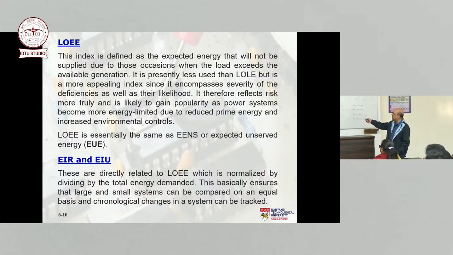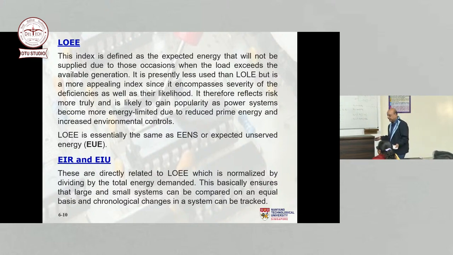So if the energy index of unreliability is 0.00001, then the energy index of reliability is 1 minus that. So it will be a string of 0.9999, things like that, okay? So why do we need these? Because sometimes you have two systems and you want to compare them on what we call an equal footing, rather than treating them as completely different. So you normalize the loss of energy expectation by the total energy demand, and therefore you can compare system A with system B with system C.